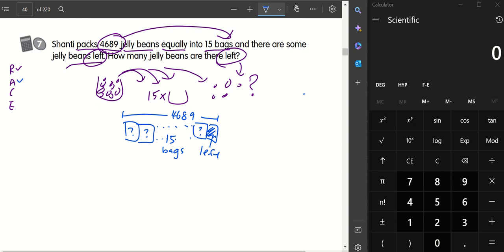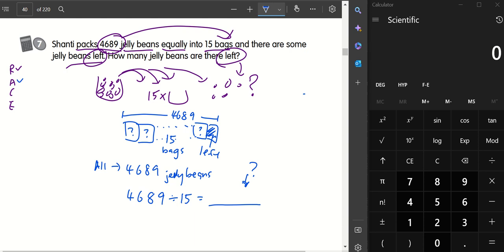I have all of them. So all the jelly beans is 4,689 jelly beans. I packed them into 15 bags. So I could use division. If I'm going to write this down, 4,689 divided by 15. Now my question will be, what's the meaning of the answer? Because I have an equal sign, equal to an amount. What is this answer supposed to represent?